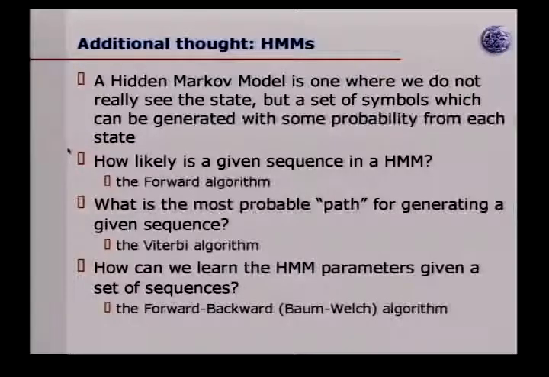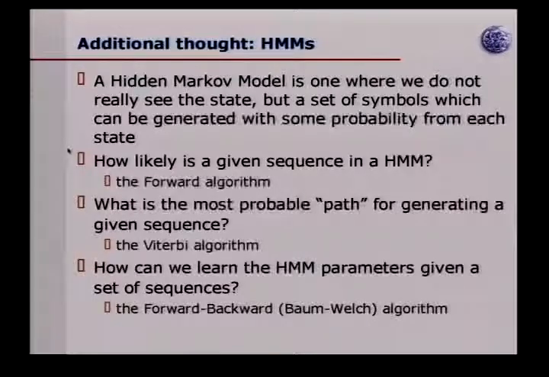Well, you may have heard talk of hidden Markov models. What's a hidden Markov model? It's a Markov model where we do not really see the states. So I don't see the ACGT state in the previous example, but I see something which is generated from the state, so a function of the states. It's hidden because I don't see the state directly. I see the function of the state. This adds complexity in order to find out how likely a sequence is in a given HMM.